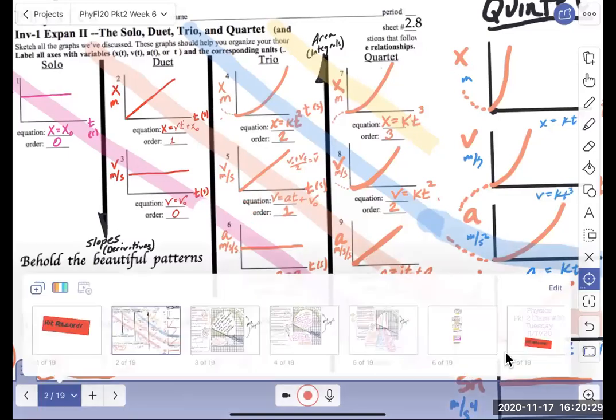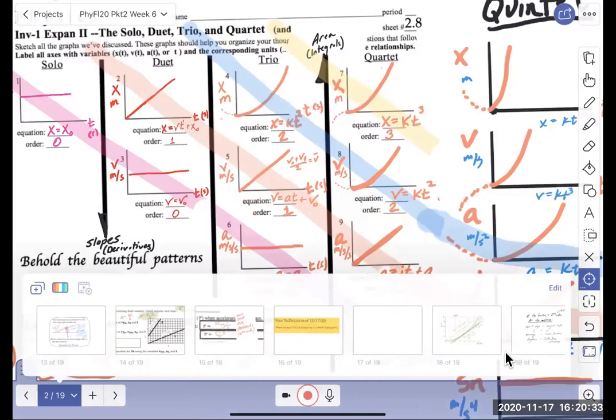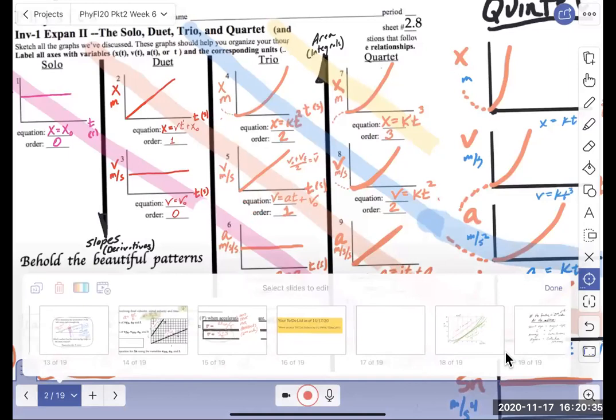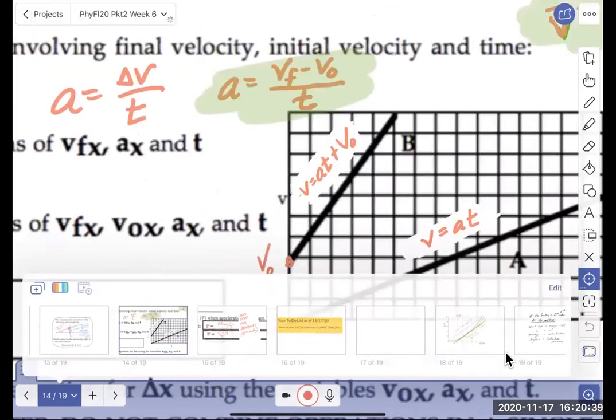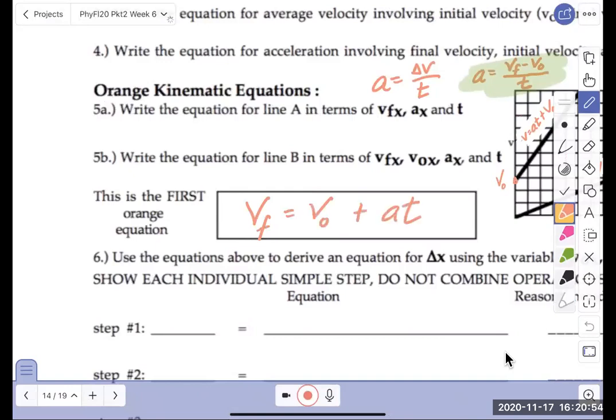So I'm gonna point that out. Okay. So back to this. So that is the first orange equation, but for some reason, textbooks show it this way. Textbooks show it as V final equals V naught plus AT. Exact same thing. They, for some reason, they switch it around.